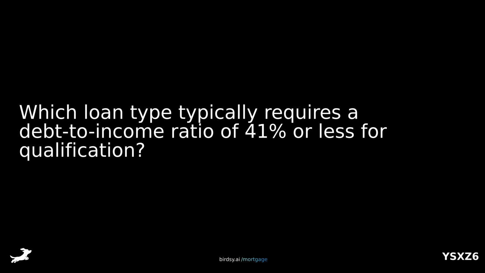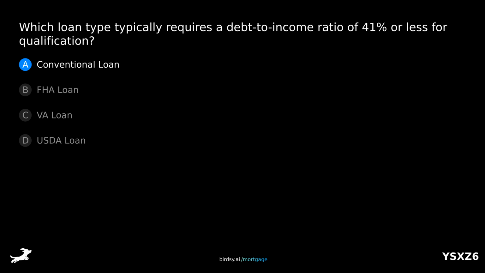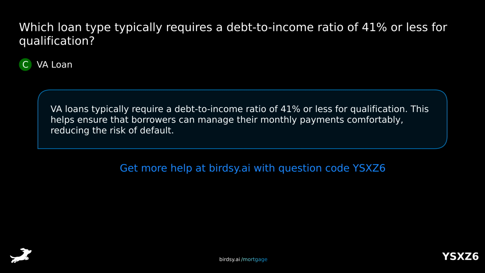Which loan type typically requires a debt-to-income ratio of 41% or less for qualification? Is it A, conventional loan, B, FHA loan, C, VA loan, or D, USDA loan? The answer is C, VA loan. VA loans typically require a debt-to-income ratio of 41% or less for qualification. This helps ensure that borrowers can manage their monthly payments comfortably, reducing the risk of default.